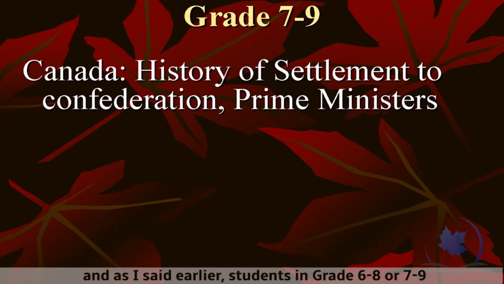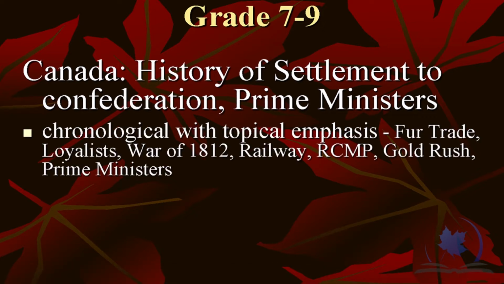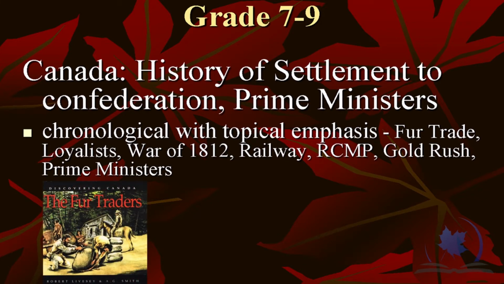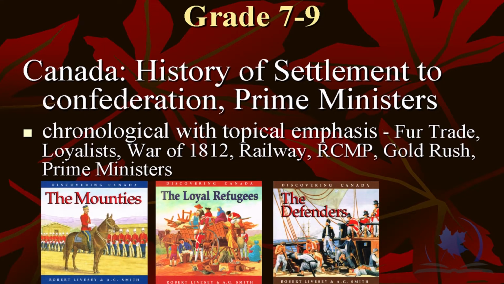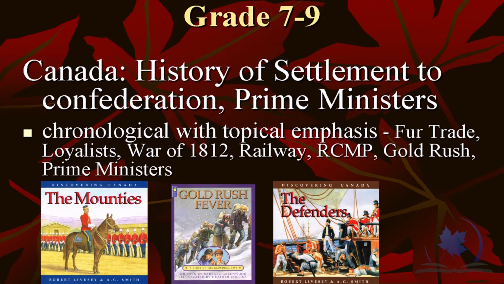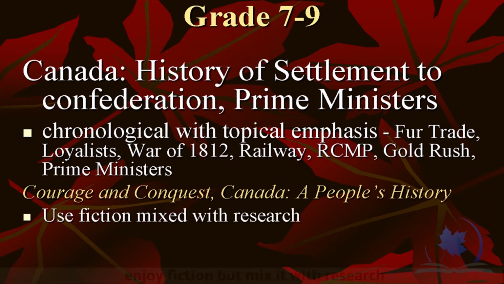And as I said earlier, students in grades 6 to 8 or 7 to 9 should do another History of the Settlement of Canada, up to Confederation. This is a great time to learn the Prime Ministers in more depth. The course should be chronological, but with more topical emphasis. Some of the important topics are the fur trade, the Loyalists, the War of 1812, the railway, the RCMP, the gold rush, and of course the Prime Ministers. Courage and Conquest can be used again, as well as Canada, a People's History DVDs. Enjoy fiction, but mix it with research.